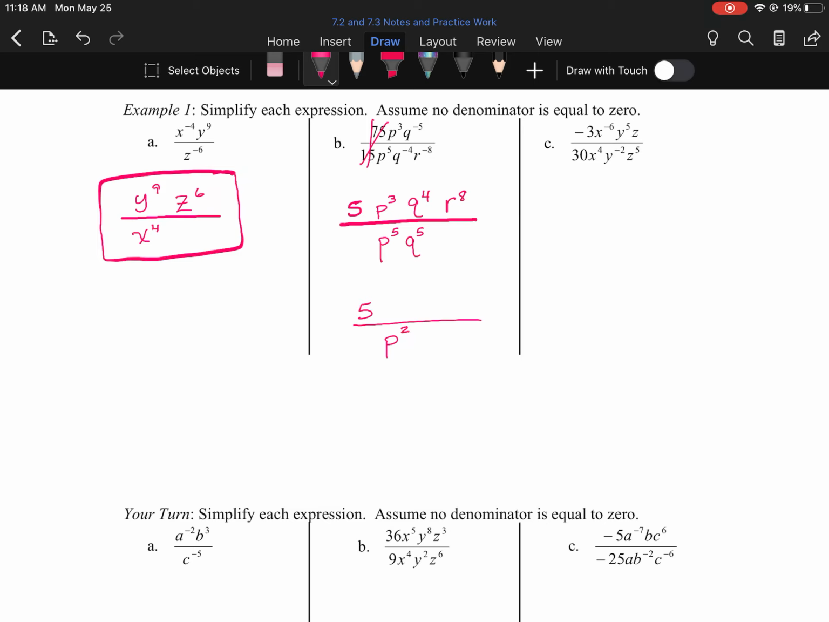Look at the q's. You have 4 up top, 5 on the bottom. Where do you have more? I have more down at the bottom, but I only have 1 more down there. And r to the 8th, I don't have any other r's, so r to the 8th stays up top. So my final answer would be 5 r to the 8th divided by p squared q.